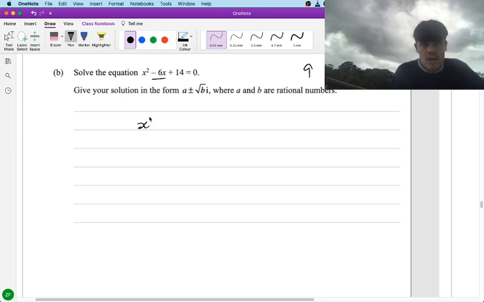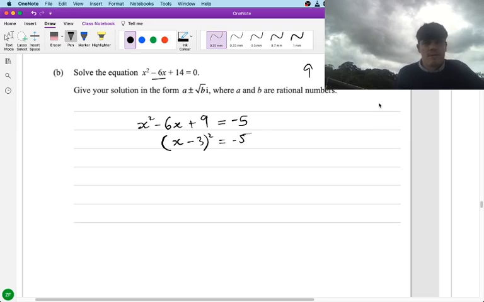So I'm going to go like this: x squared minus 6x plus 9 equals, and I'm going to shove everything else on the other side, so negative 5. Right, and because that's already a completed square, that's x minus 3 all squared equals negative 5.